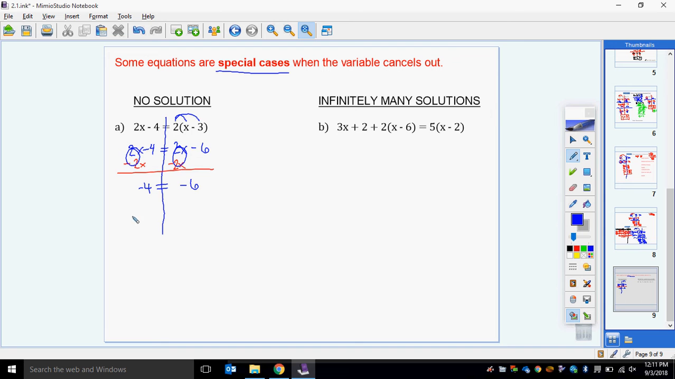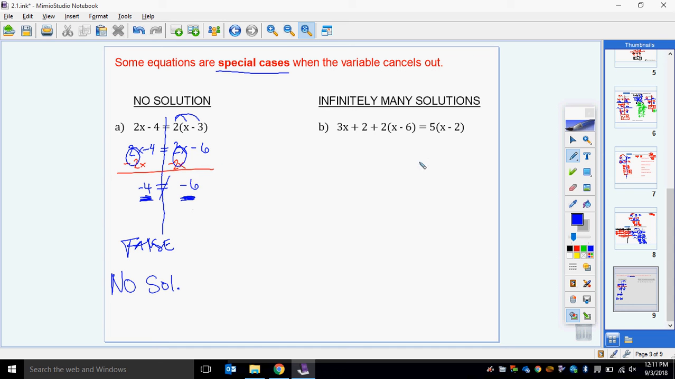Oh, those canceled also. So there's no more x. X cancels. So look at what you have on both sides of the equal sign. You have a negative 4 equals a negative 6. Is that true or false? Well, it's definitely false. So when you get a false statement, we call this no solution. There's no x value that you could plug in here that you'd get the same number on both sides of the equal sign. No x satisfies this equation. It's always going to come out unequal.